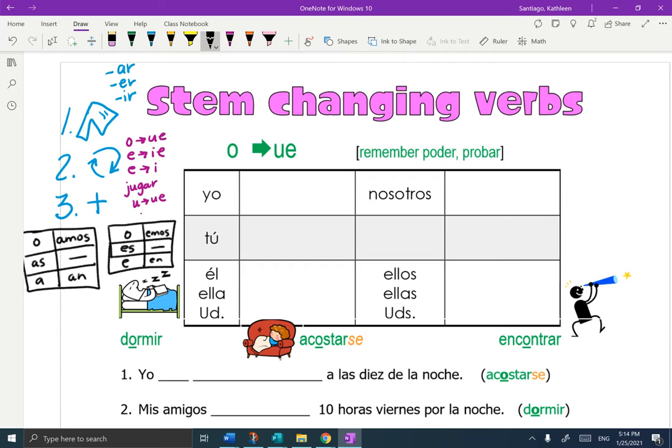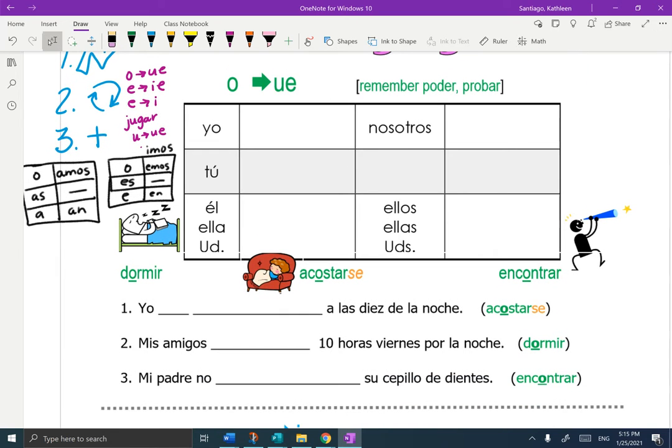The only time that's going to change for IR is right here. It's going to go to imos for an IR verb. Otherwise, ER and IR share the same endings. All right, so now we're ready to start. Let's take a look at the 3 verbs listed in the section on O to UE stem changers. Remember when we did poder and probar? This is the same thing. So let's take a look.